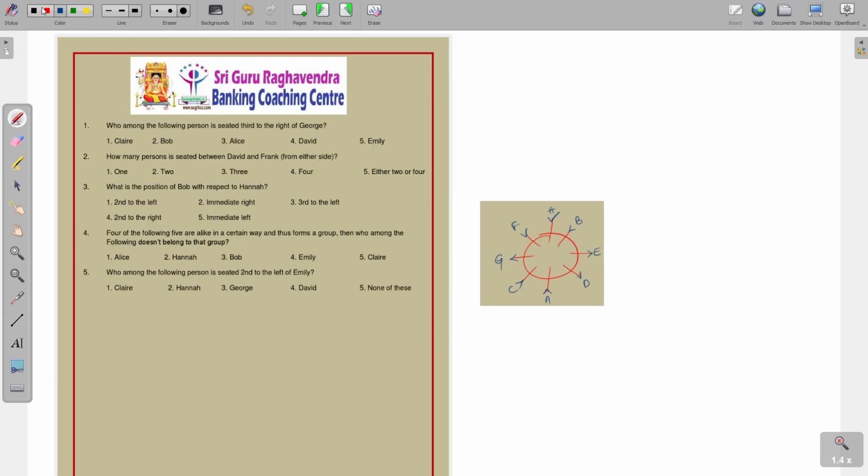See the first question. Who among the following persons is seated third from George? So third from G, third to the right of G. 1, 2, 3. That is B. Bob is the answer.